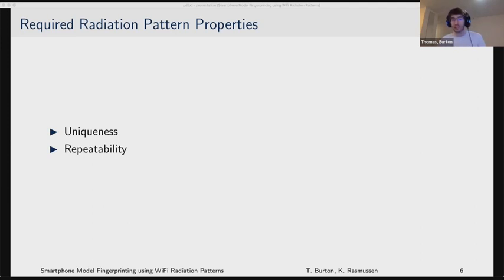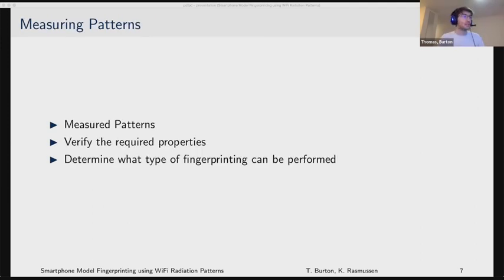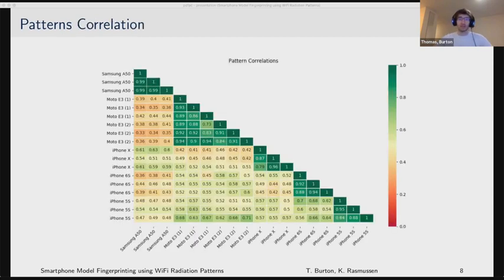So our first step was to look at both of these properties. We measured a series of patterns. We ended up having 6 phones, and we measured the patterns, and we wanted to verify that these properties existed. And we wanted to determine what type of fingerprinting could be performed, or what was the most promising. As I said, we took 6 smartphones. Unfortunately, we weren't able to get more. It would have been nice to be able to borrow phones from other people in the research group in the office and whatnot, but COVID restrictions prevented that.